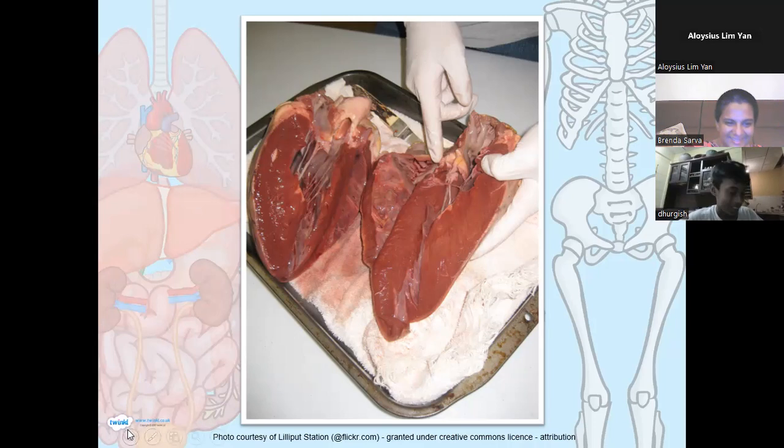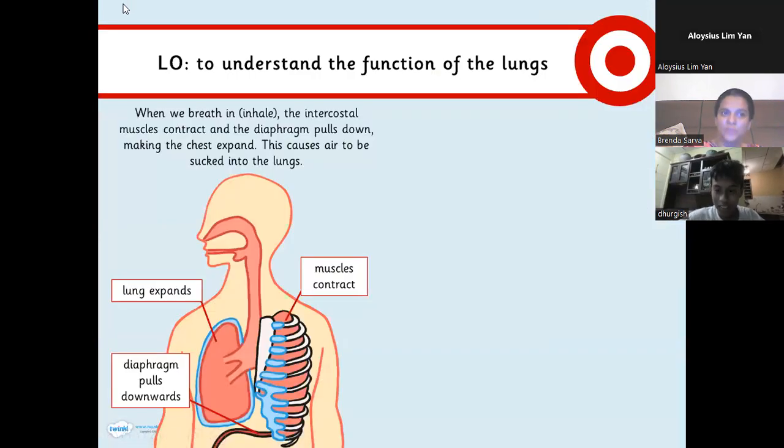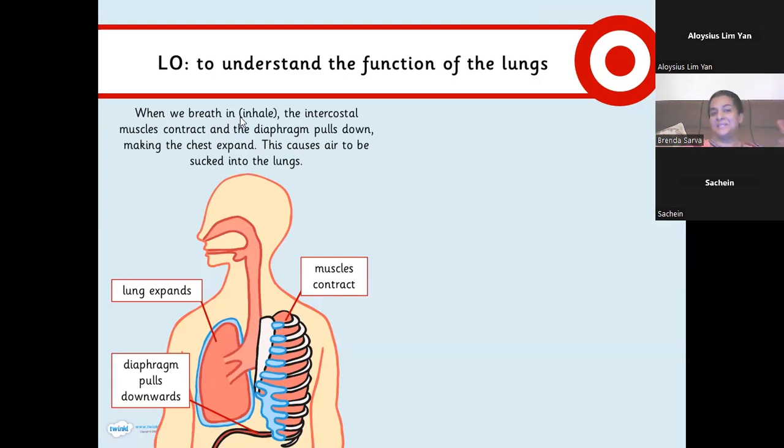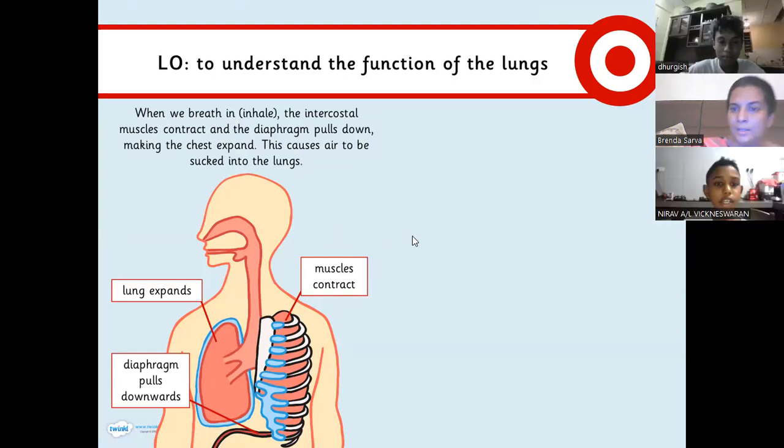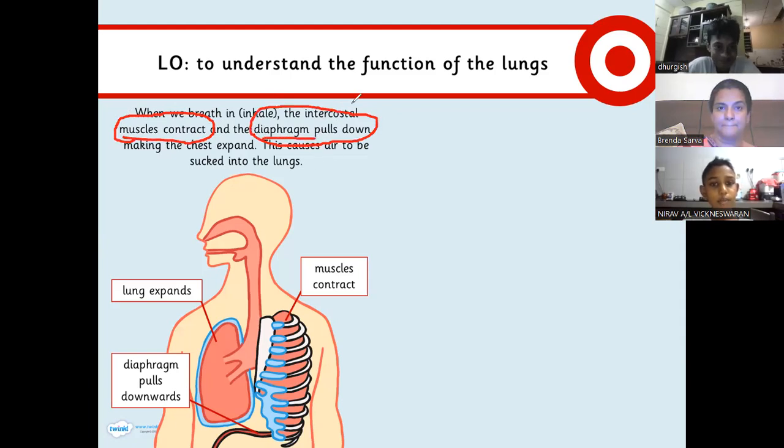Why is everything epic? You wanted to see the heart, right? So I show you. Okay, now this is the video to prefer to the heart. Nirav, can you please read this? When we breathe in, inhale, the intercostal muscles contract and the diaphragm pulls down, making the chest expand. This causes air to be sucked into the lungs.